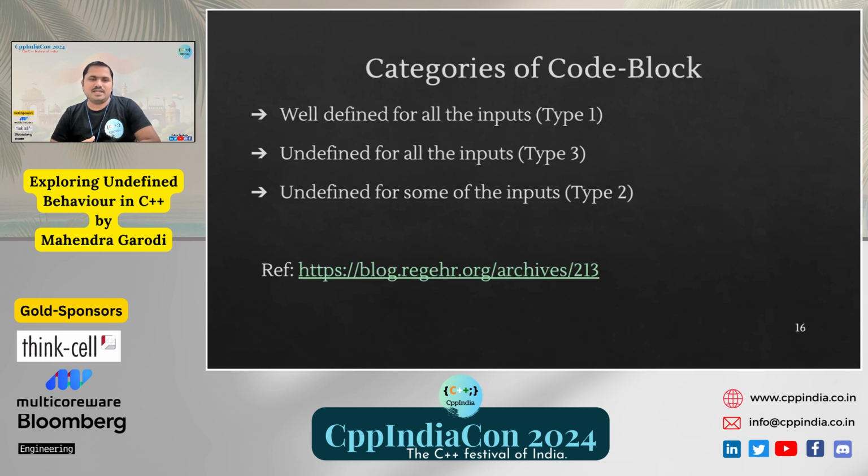The second category is undefined for all inputs, which I have given as type 3. Here, the program is doing some nonsense, and the compiler is not even interested in that. The compiler can just throw it away, because it can prove at compile time itself that it is undefined behavior. But the most interesting is the third category, which we are calling type 2, which is in between, and that's where the majority of bugs lie: undefined for some of the inputs and defined for some of the inputs.